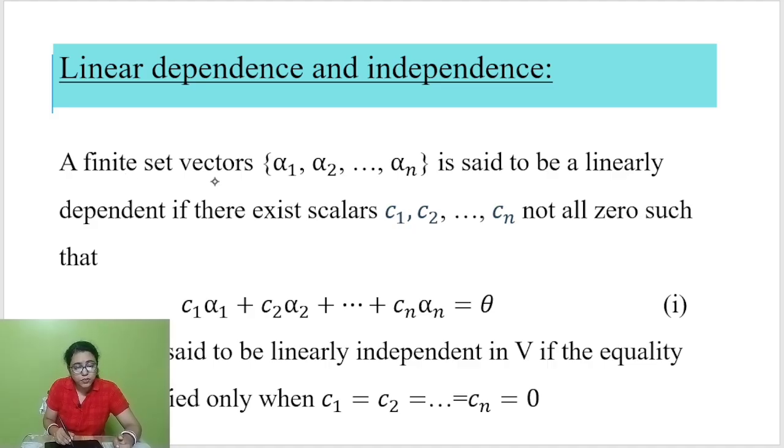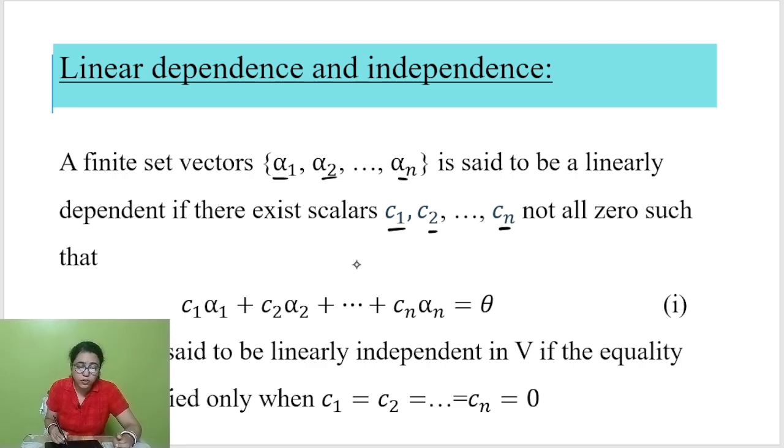A finite set of vectors alpha 1, alpha 2, up to alpha n is said to be linearly dependent if we can get scalars C1, C2, up to Cn, where the scalars are not all 0, such that the linear combination of the vectors alpha 1, alpha 2 and alpha n, that is C1 alpha 1 plus C2 alpha 2 plus up to Cn alpha n, is equal to the 0 vector.